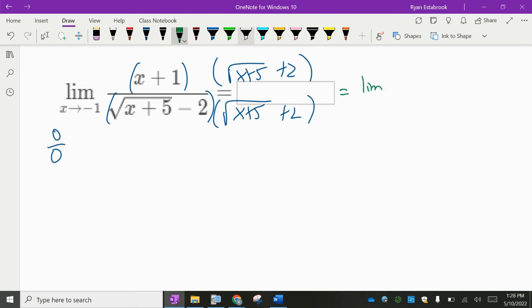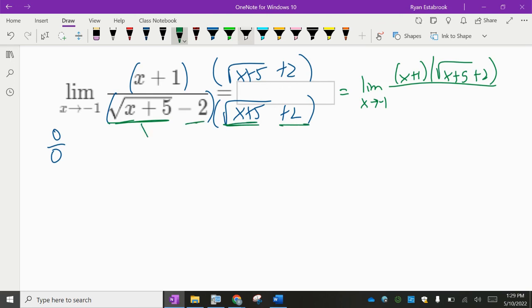So, limit as x approaches -1. And in the numerator, I'm not even going to bother trying to multiply those by each other. I'm just going to keep it up in the top. There's no issue really in the top with having a square root initially, so leave it up there. The denominator, though, we expect some things to happen, beginning with multiplying those. Square root of x plus 5 times the square root of x plus 5.